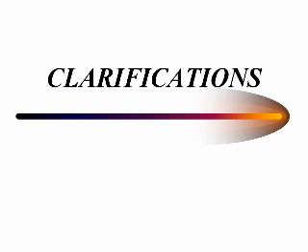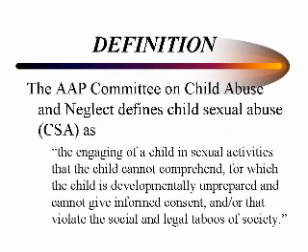So let's start out with some clarifications. In terms of a definition, the AAP Committee on Child Abuse and Neglect defines sexual abuse, which I'm going to refer to in the course of this talk as CSA, as the engaging of a child in sexual activities that the child cannot comprehend, for which the child is developmentally unprepared, and cannot give informed consent, and or that violate the social and legal taboos of society.